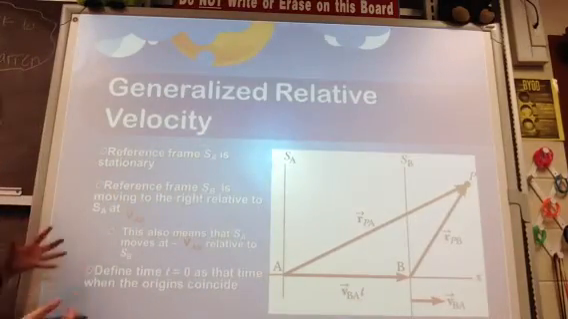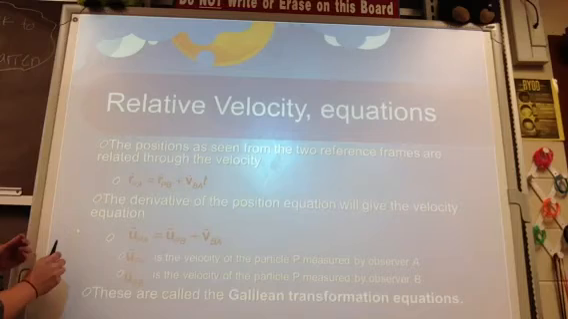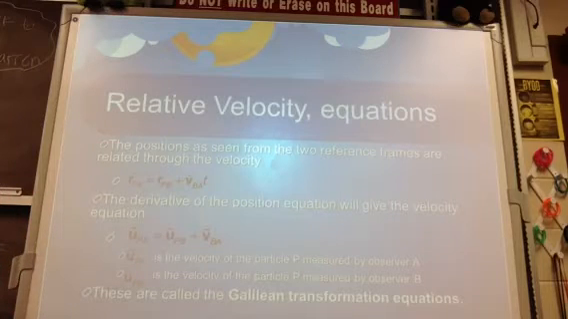So I can relate all of these three vectors together, and Galileo is the one who started to work with this. These specific things are called Galilean transformation equations. The positions as seen from the two reference frames we can relate through the velocity.